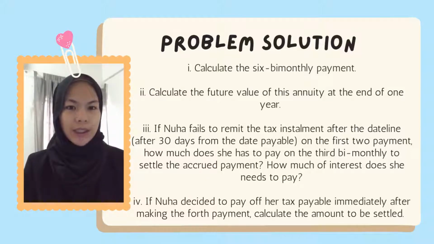The third question is, if Nuha fails to remit the tax installment after the deadline, which is after 30 days from the date payable, on the first 2 payments, how much does she have to pay on the third bi-monthly payment to settle the accrued payment? And how much interest does she need to pay? Fourth question is, if Nuha decided to pay off her tax payable immediately after making the fourth payment, calculate the amount that needs to be settled.